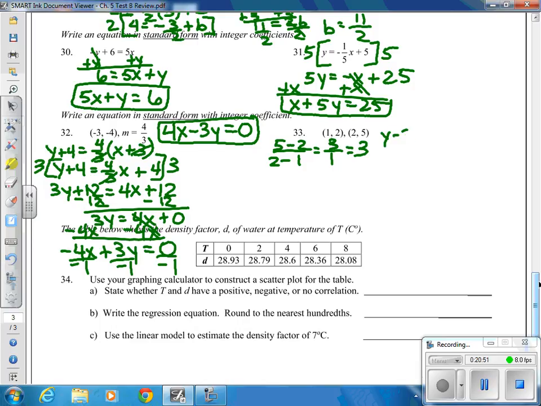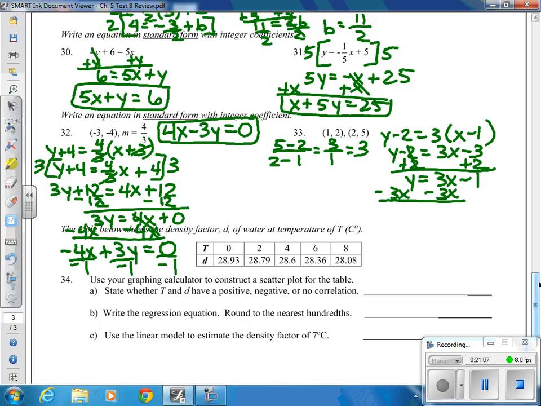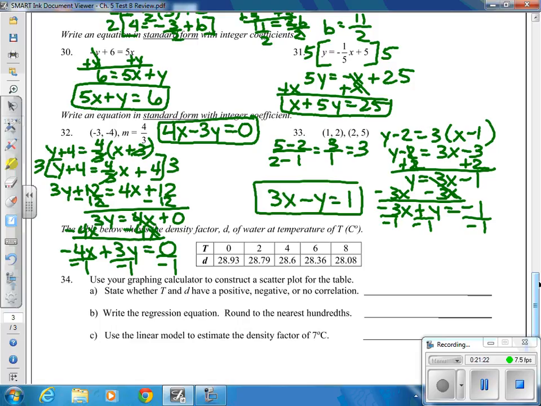So y minus 2 equals 3 times x minus 1. This is y minus 2 equals 3x minus 3. Add the 2 over. So now you've got y equals 3x minus 1. Subtract your 3x over. So now you've got negative 3x plus y equals negative 1. You can't have a negative a, so divide everybody by negative 1. And your final answer should be positive 3x minus y equals positive 1. And that's standard form for those 2 points that you started with.